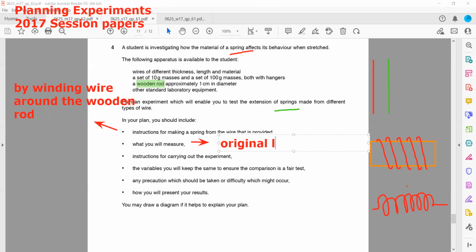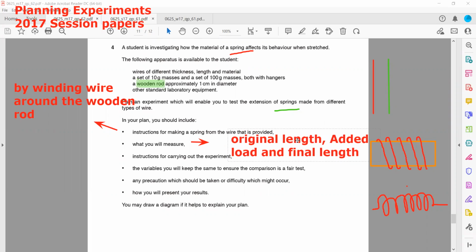Original length means the length of a wire or spring without any load. We'll measure the added load, how much load is added. And the third thing which we will measure is the final length. And from this, we can calculate the extension. The final length minus original will give us the extension of the wire.